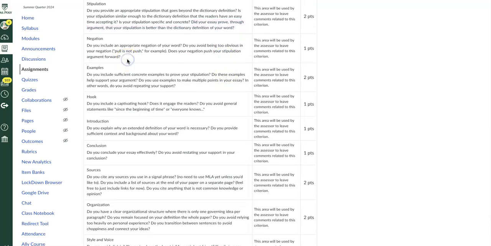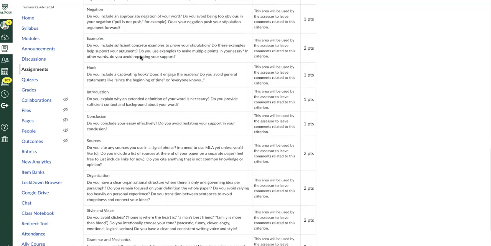Your negation. Do you include an appropriate negation of your word? Do you avoid being too obvious in your negation? So don't simply say the opposite of what your word is. So for example, pull is not push. It's like, yes, that's obvious. You don't need to say that. Your negation is an argument in and of itself, and it pushes your stipulation forward. If you're having any questions about what the negations are, please refer to all of the readings that you've done this week.